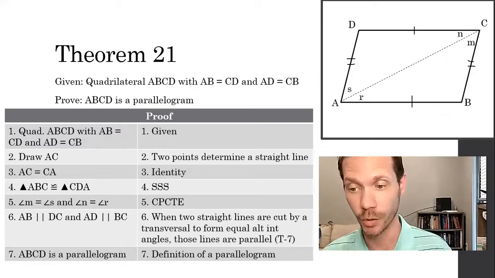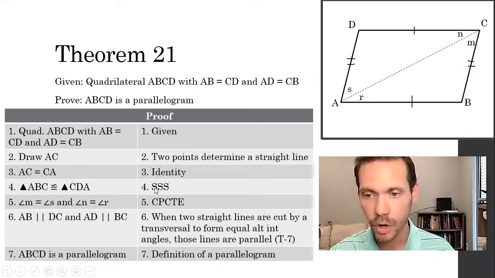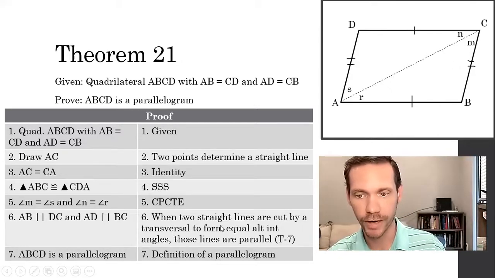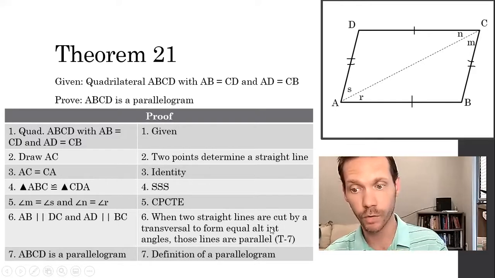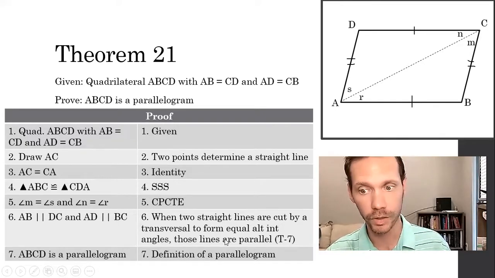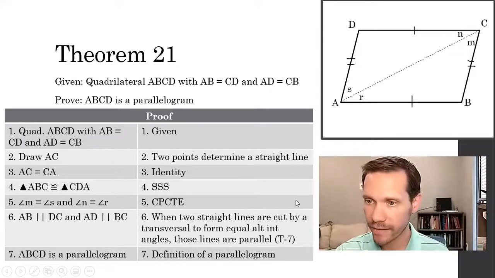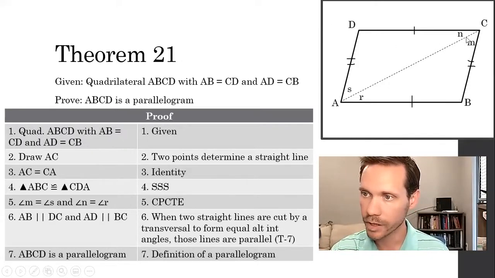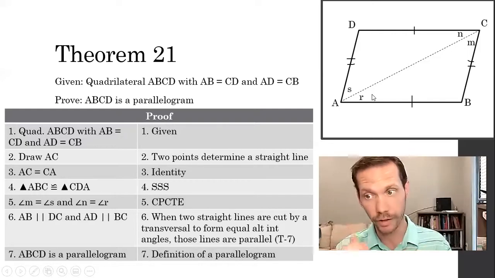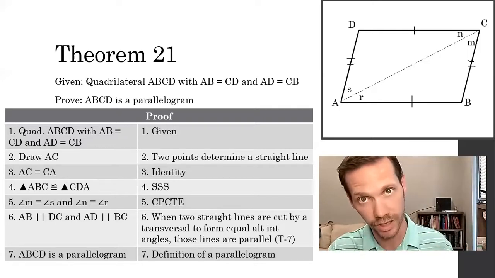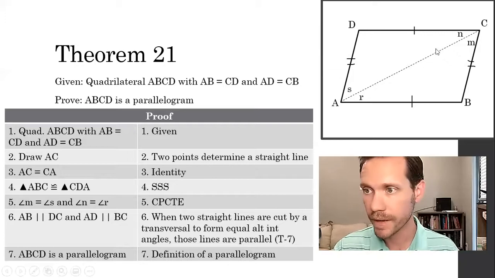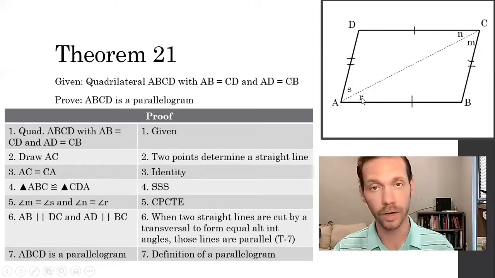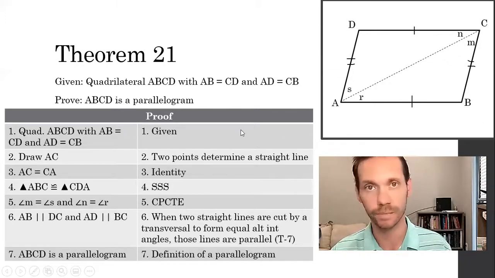Assuming you paused it and you're back, now you read this: when two straight lines are cut by a transversal, and the transversal forms alternate interior angles that are equal, those lines are parallel. So we have this straight line, AC, and this straight line, DC. Well, look, they're cut by a transversal, AC. We've just shown that N and R are alternate interior angles, and they're equal. We know that because of the CPCTE above. That means if the alternate interior angles are equal, then these lines themselves must be parallel.